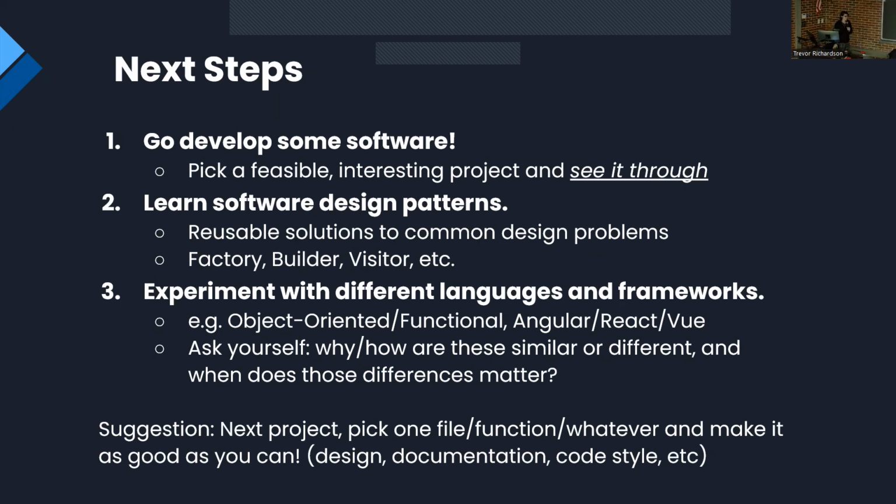So as one suggestion or challenge for your next project, try to pick one file, one function, whatever feasible unit of work. So one line might be it, but it better be a really good line. But try to pick just one small piece of things. It doesn't have to be the whole project, but one piece, and just make it as good as you can.